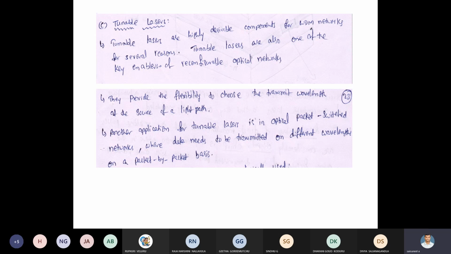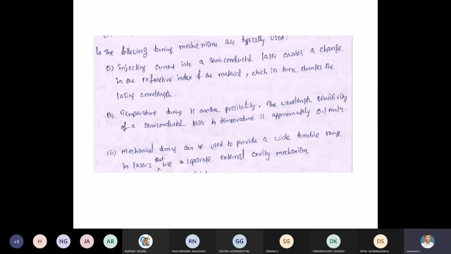Another use of tunable lasers is in packet switched networks. What about a packet switched network? We have to transmit data in packet form, not in a continuous form. At that time we go for tunable lasers.